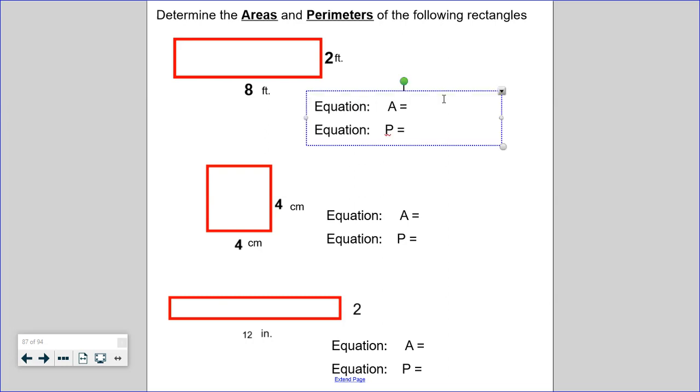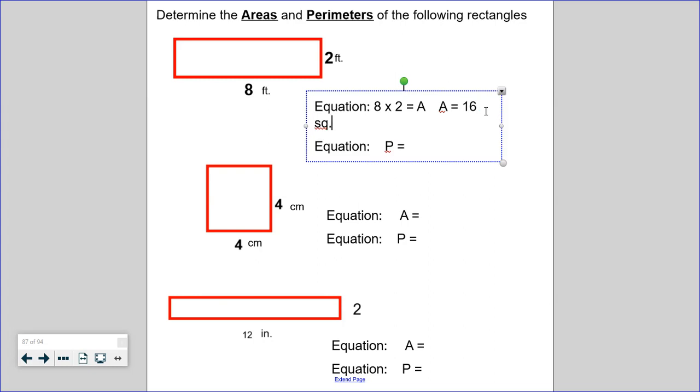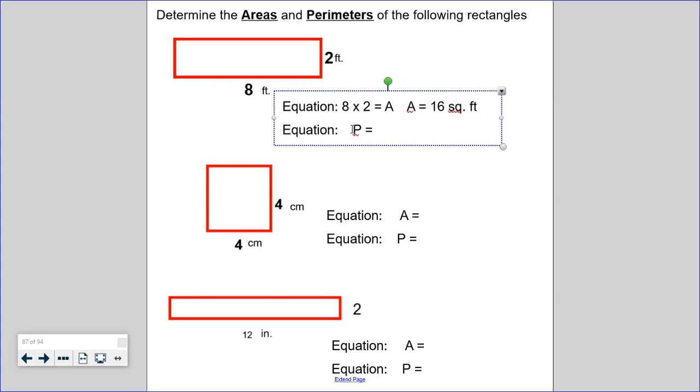Okay, ready to check? Here we go. Let's start with the one that is 8 feet by 2 feet. For area, I'm going to multiply the length times the width to give me the area. 8 times 2. 8 times 2 is 16. So this is 16 square feet. And notice I abbreviated square, SQ period. You can do that if you'd like.